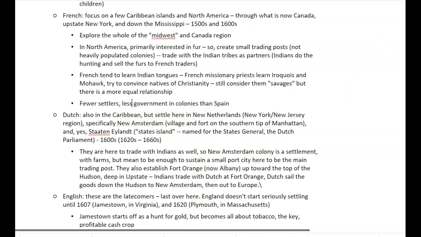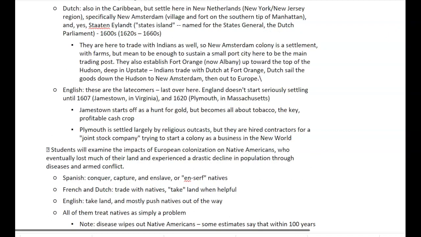The Dutch were sort of like the French. They were also all over the Caribbean, but they settled here in New Netherlands, as it was called, the New York, New Jersey region, specifically New Amsterdam, which was a tiny village and fort on the southern tip of Manhattan, and, yes, Staten Island, which is where we get the name from. It simply means States Island, and is named for the States General, the Dutch Parliament back home. The Dutch are doing this in the 1620s to about the 1660s, so they're a little bit later than, say, the Spanish. They're here to trade with the Indians as well.